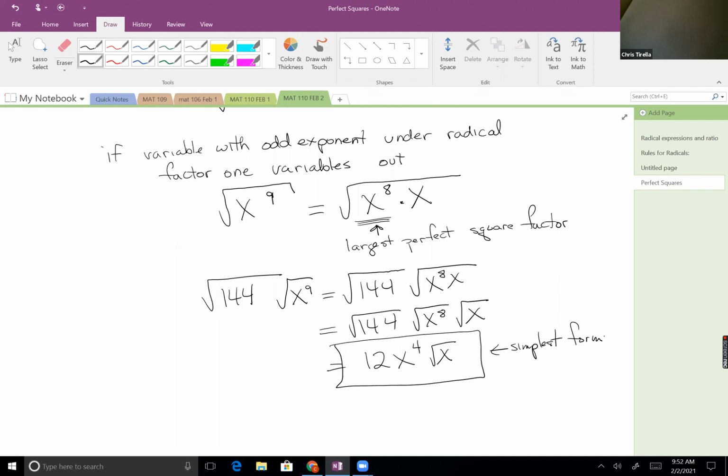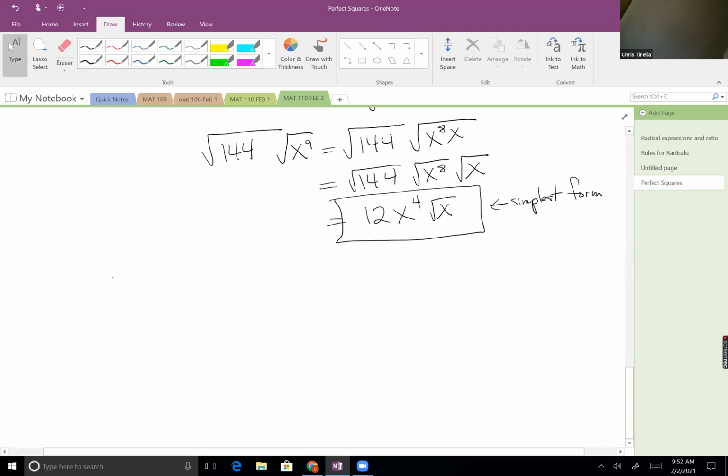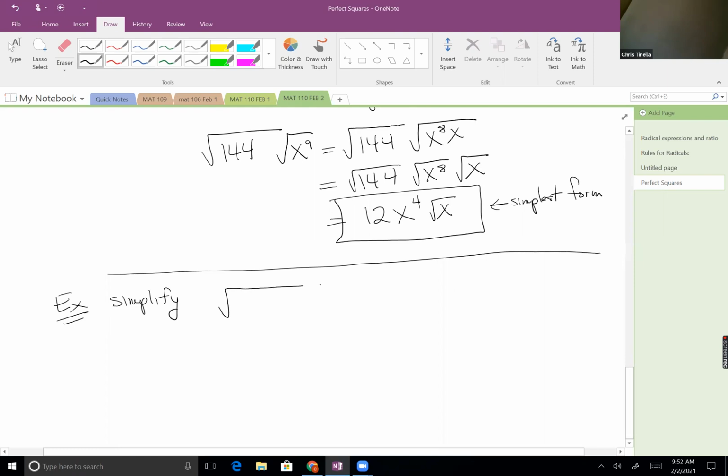So, let's try another one of these before we look at doing operations other than multiplication and division with radicals, because this is a skill we need in order to do that. Everybody ready for one more? I'm going to shut up and ask you folks to simplify. Let's take the square root of 243 x squared y to the 7. And I'll give you a minute.